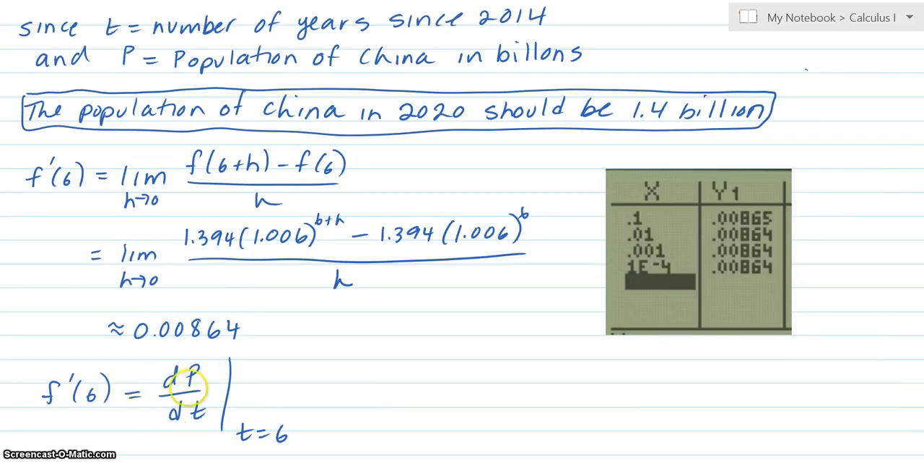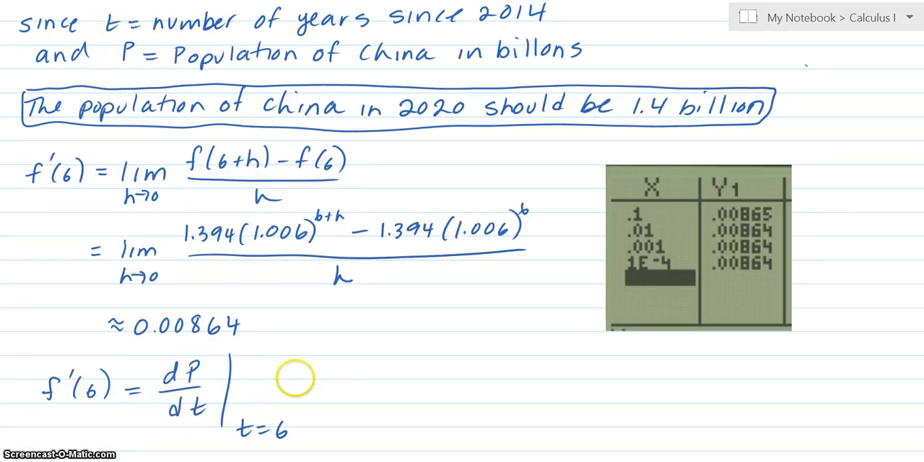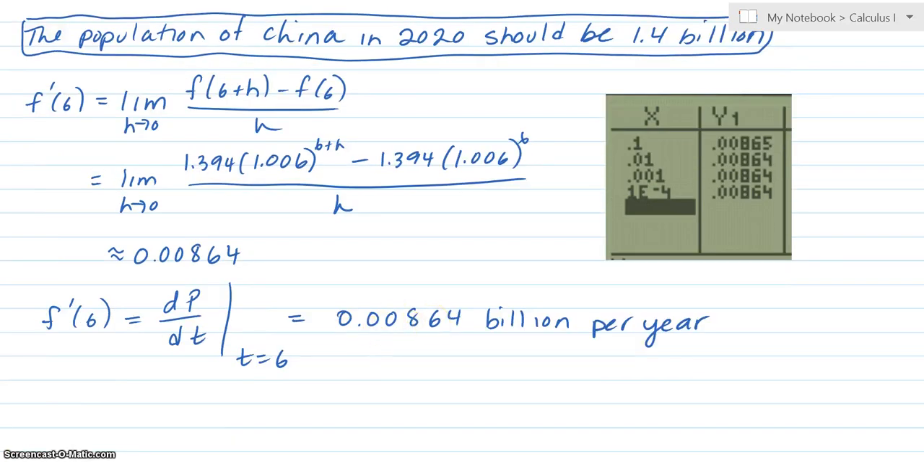With our new notation, we know that it's dp over dt, since the y is p and the x is t. And that is going to be billions per year. So the units of this are 0.00864 billion per year. That is going to be the rate of change, how much the population is going to increase each year. So that's kind of a weird looking number. So I'm going to change this to millions, because what does 0.00864 billion even mean?